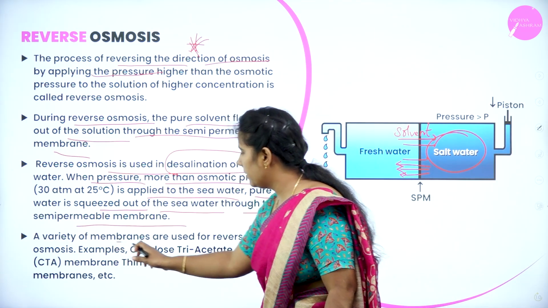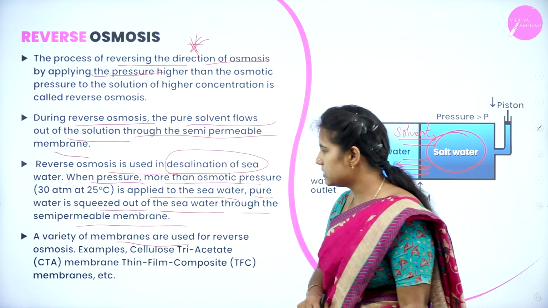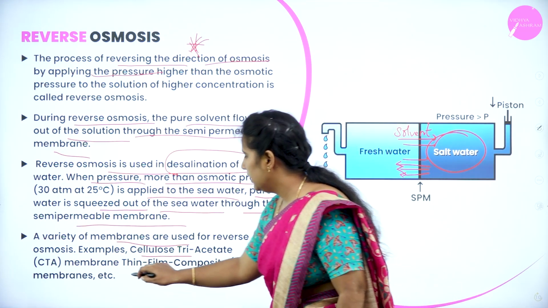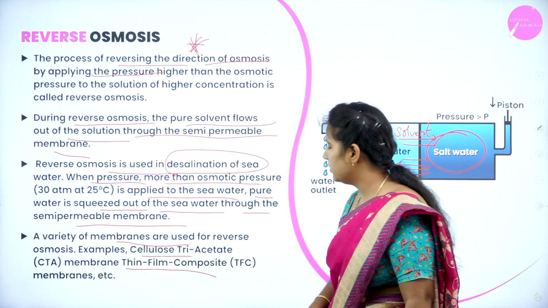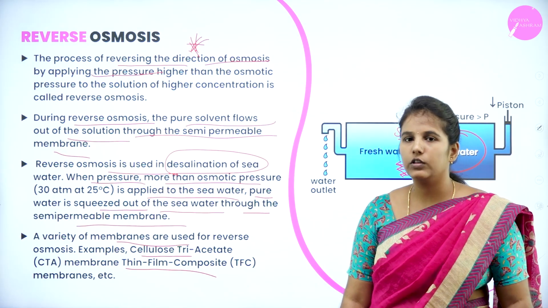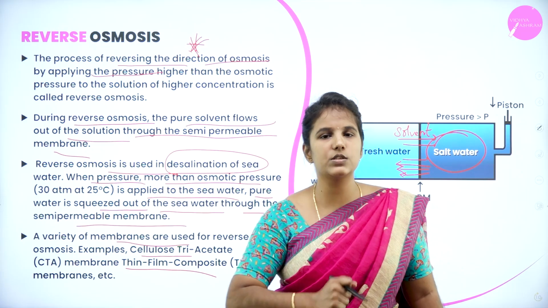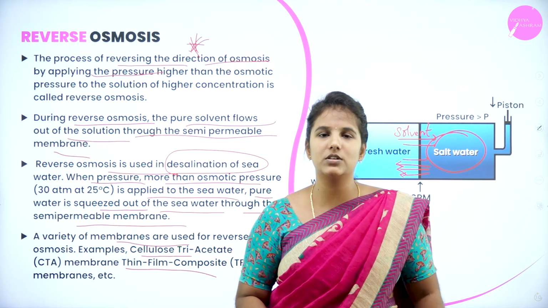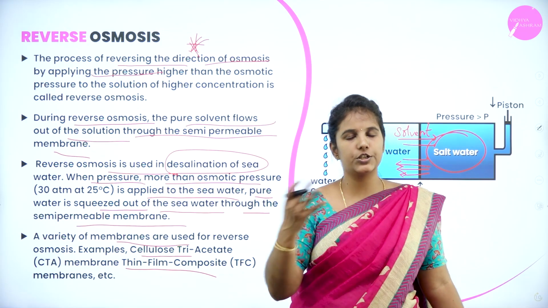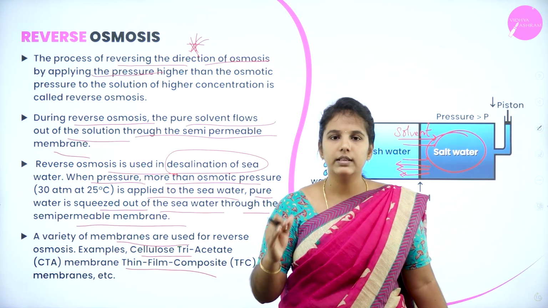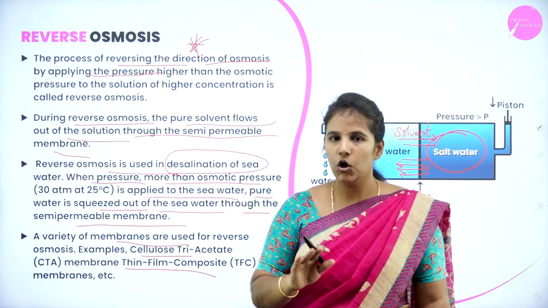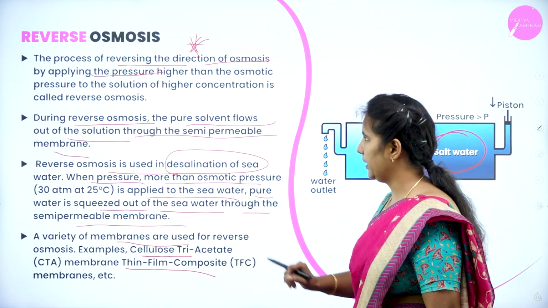A variety of membranes can be used for this purpose, mainly cellulose triacetate and the thin film composite, that is the TFC membrane, because it has to withstand the higher pressure for the movement of the solvent molecules from the higher concentration region to the lower concentration region. That is why they use a different membrane for this process. Hope you all understood this topic.